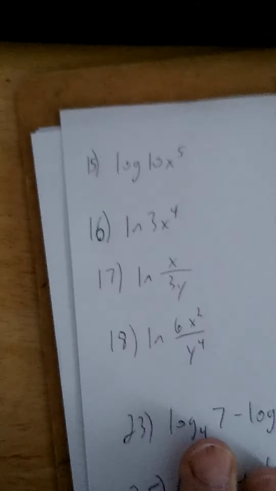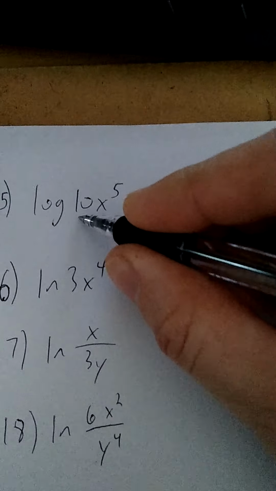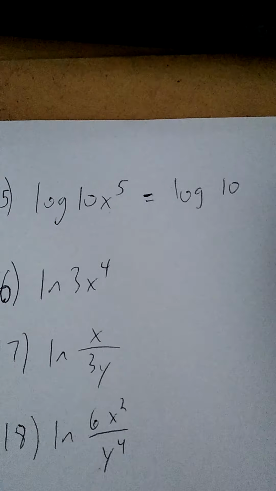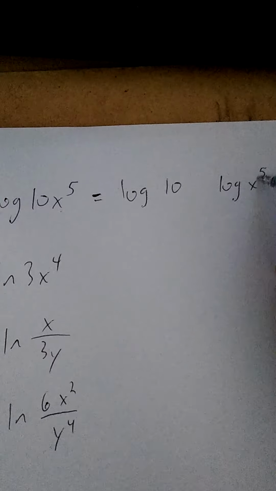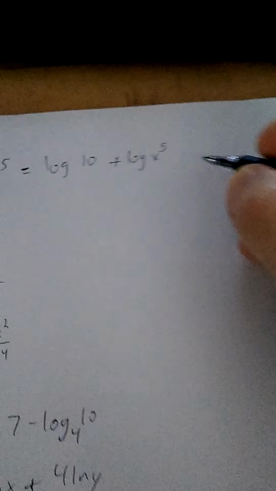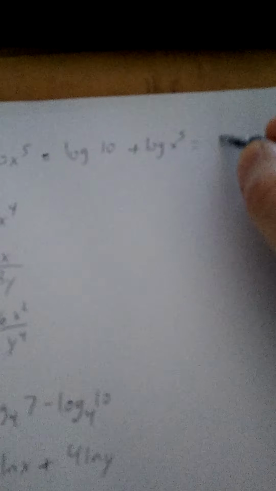Number 15, log of 10, x to the 5th. There are two elements, 10 and x to the 5th, so we're going to give each one a logarithm. They're being multiplied, so I'm going to add those logarithms. Now I do also have an exponent here, so I'm going to move that exponent in front.